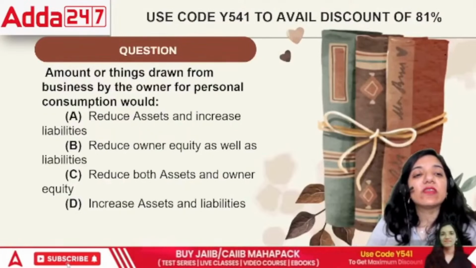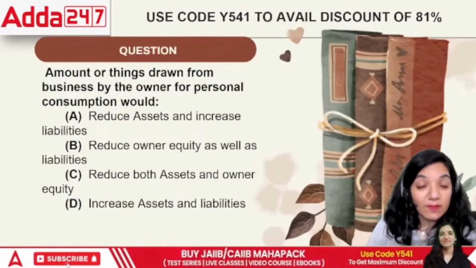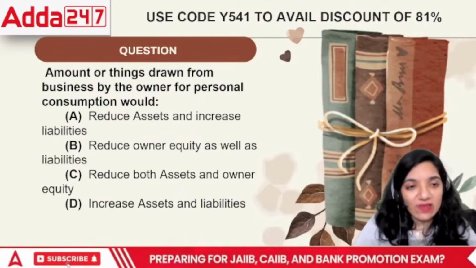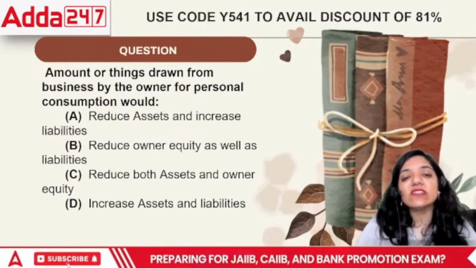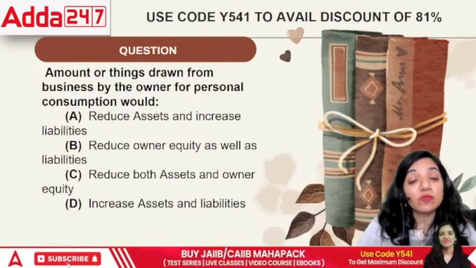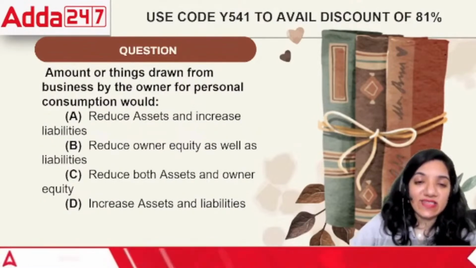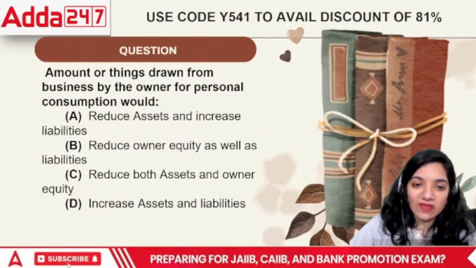The amount of things drawn from business by the owner for personal consumption, what would it do? Reduce the assets and the liabilities, or reduce owner's equity as well as liabilities? Reduce both assets and the owner's equity, or increase assets and liabilities. What will happen in this case, everyone?